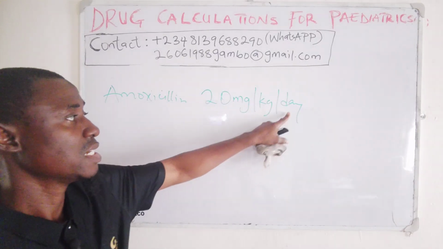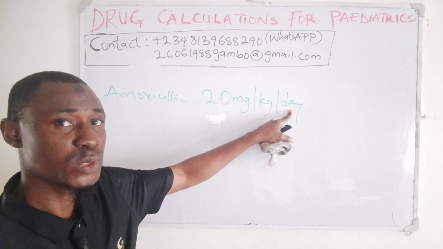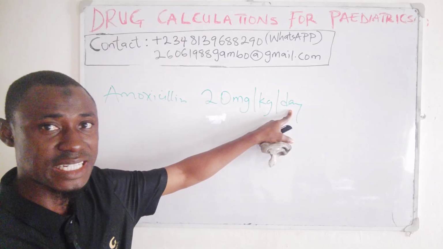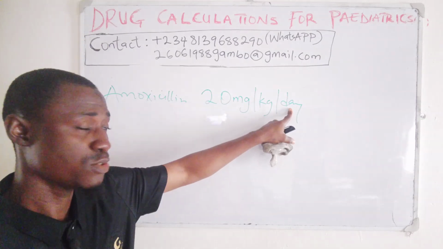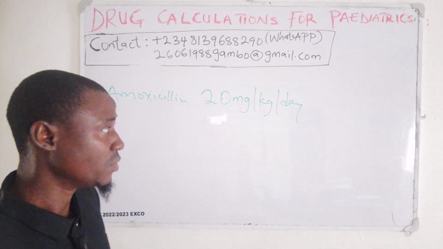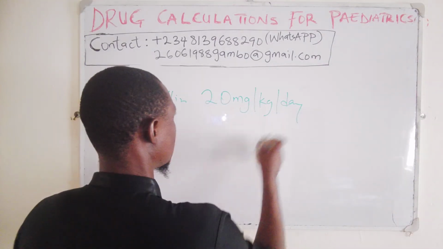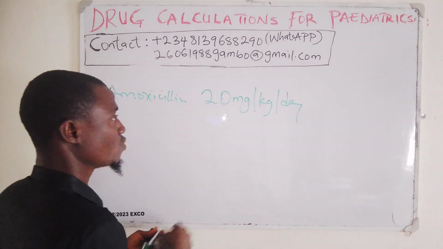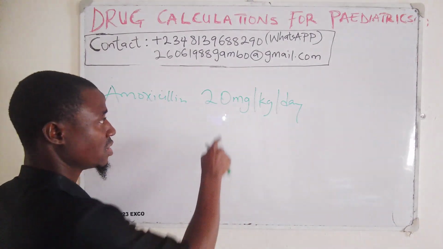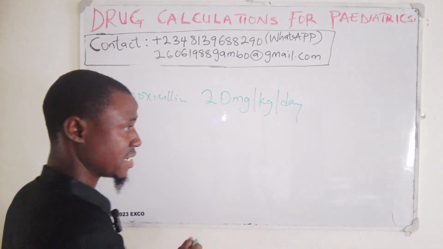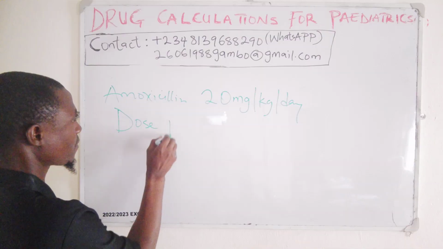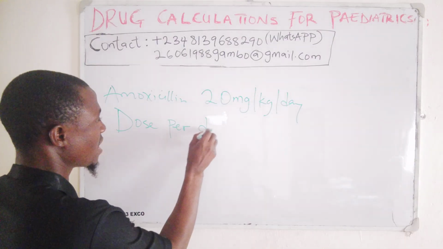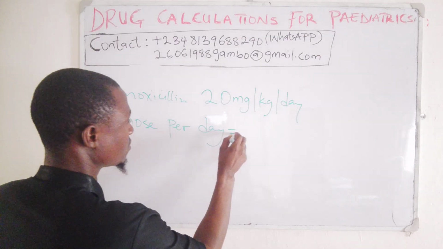Once you have the weight of the child, I think you are good to go, in the sense that this is per day, meaning you are not going to repeat it in that day. Once you give that first dose of that day, that is all. There is no need for you to repeat it again. Now, there is a formula we can use to get drugs that are dosed per day. The formula is dose per day.